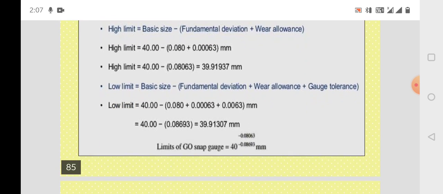And in the same manner we can calculate the lower limit, that is basic size minus FD plus wear allowance plus gauge tolerance, गेज वरचा टॉलरन्स. So हे सगळं जर calculate केलं तर we get it as 39.91307. So if we represent this, we have to take it in terms of basic size. Limits for go snap gauge is 40, the basic size, आणि 40 मायनस हे जेवढं असेल तेवढं अप्पर लिमिट, मायनस हे जेवढं असेल तेवढं लोअर लिमिट. So this is the representation of limit for go snap gauge.